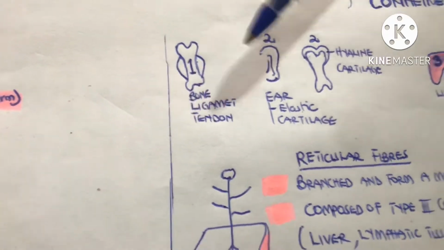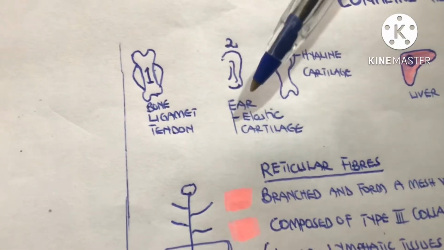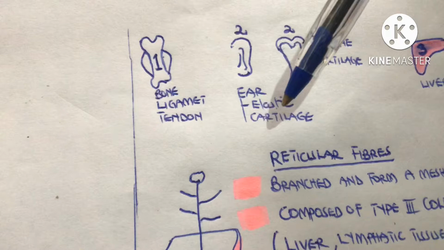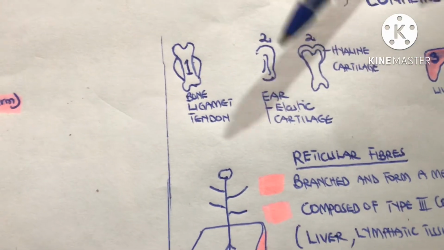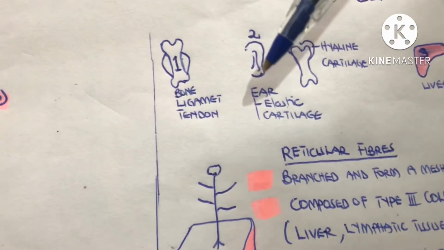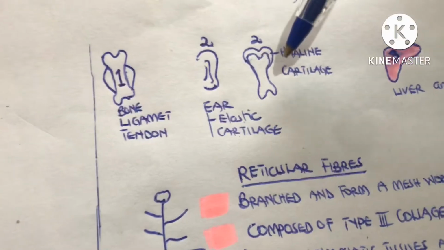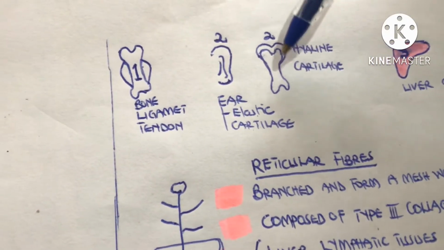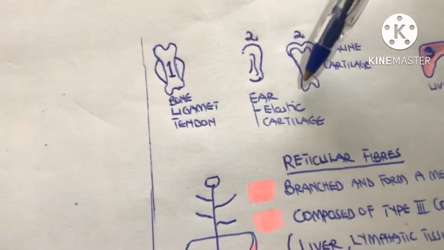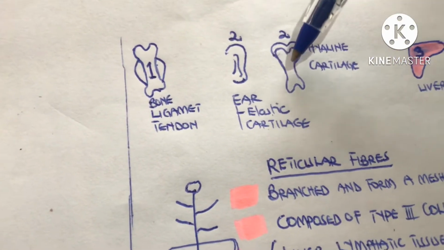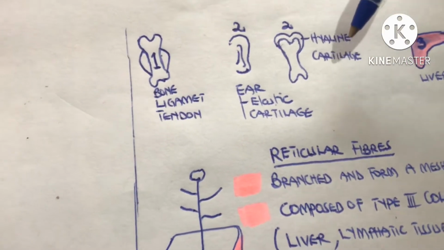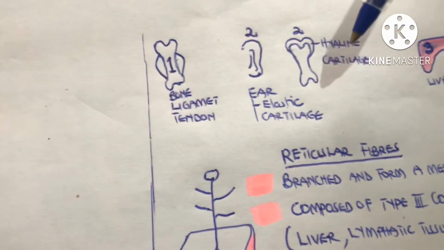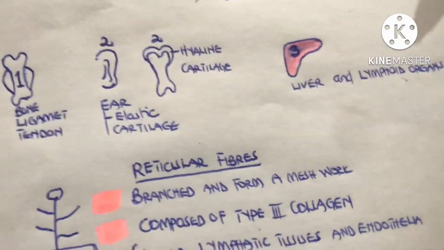So when you take bones, ligaments, and tendons, you find collagen type 1. When you look at your ear, there is a certain cartilage there called the elastic cartilage, and this cartilage contains collagen type 2. And when you take your long bones like the humerus, the ends of the bones are covered by a cartilage called the hyaline cartilage. And this hyaline cartilage also contains collagen type 2.